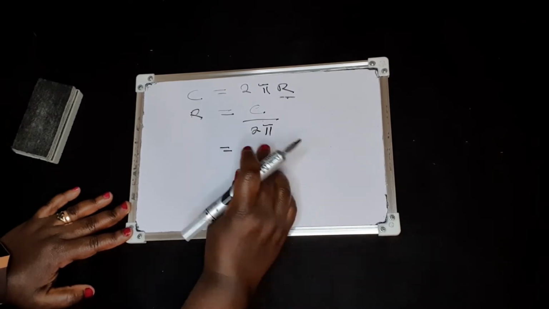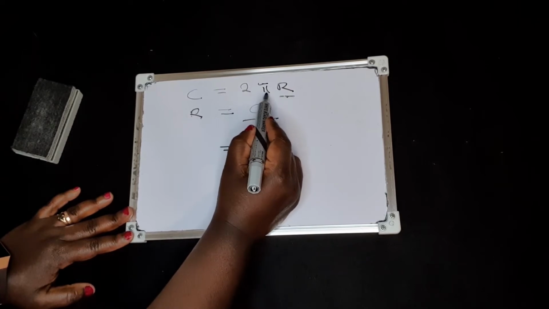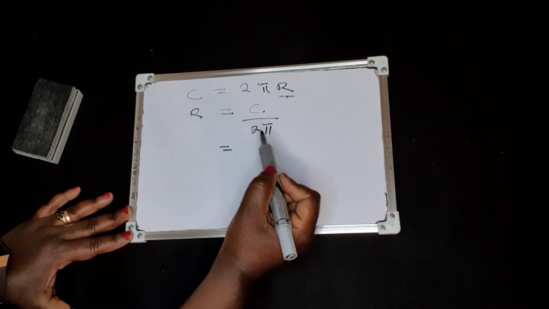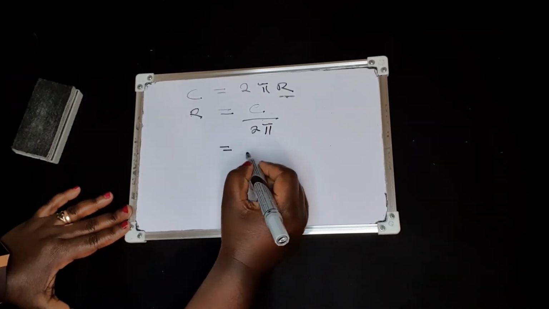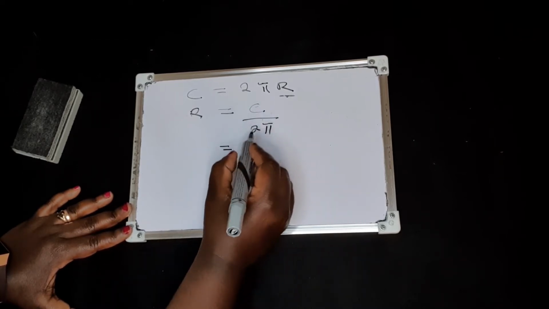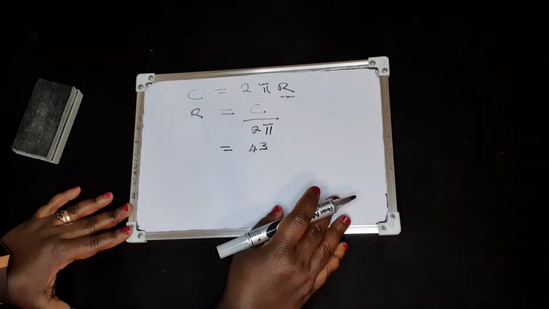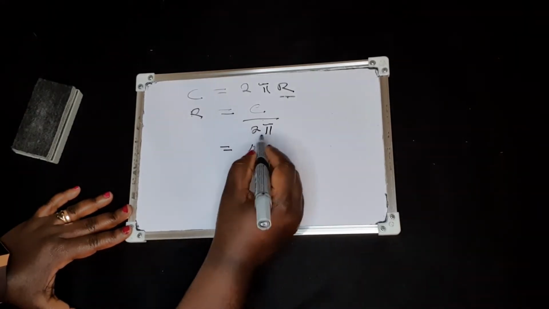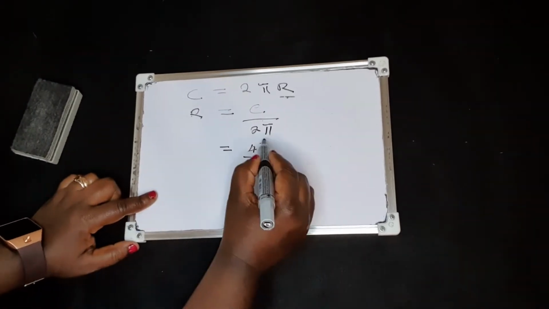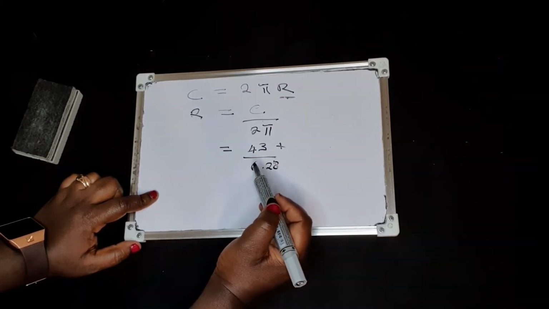We have already calculated 2 pi, which is 6.28, so that is 3.14 times 2, or 3.14 plus 3.14, which gives you 6.28. Our waist measurement that we are working with is 43 inches, divided by 6.28.